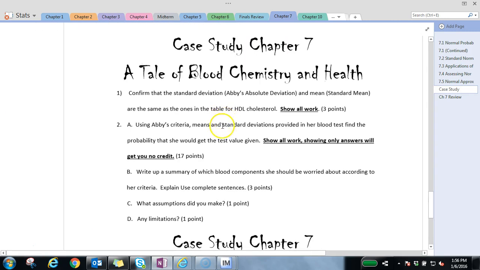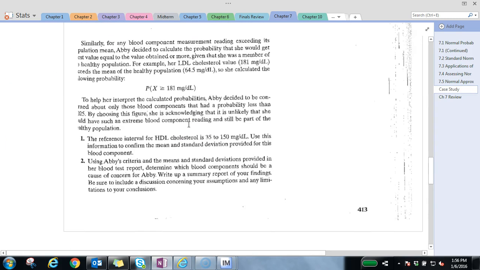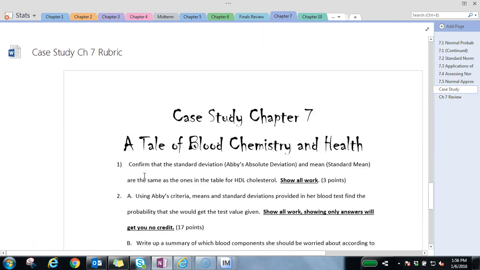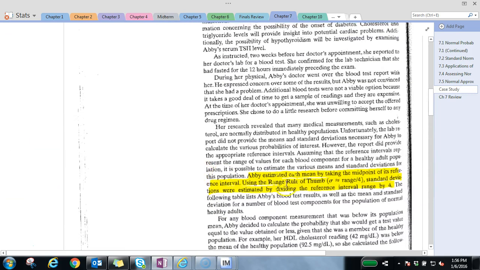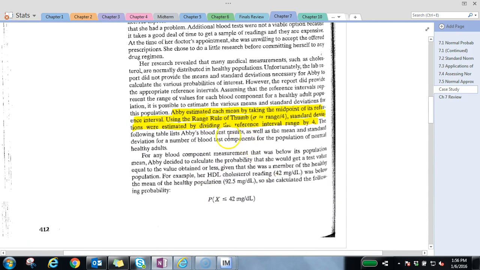Then we're looking at number 2, using her criteria. Her criteria is mentioned in here, number 2. It's not our unusual cutoff that we usually have. It's what she wants. And her mean and standard deviations provided in her blood test, find the probability that she would get the test value given. So what it says here, for any blood component measure that was below its population mean, so whenever her value was less than the mean, she would find the probability that X is less than that value.